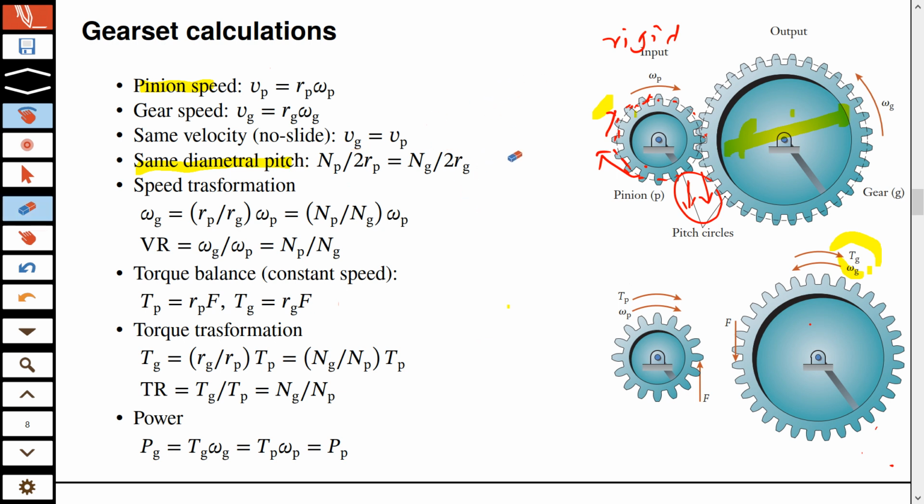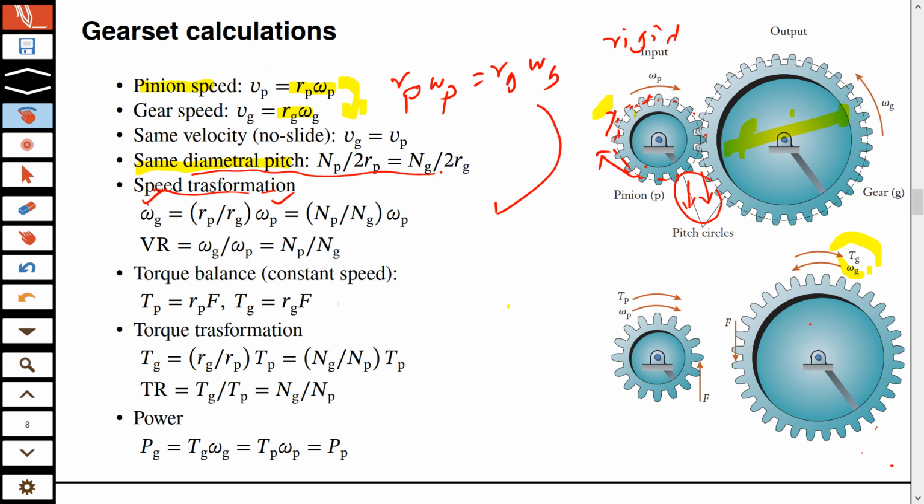Now, if I combine these different relationships, the fact that the two velocities must be the same, the two speeds, and the two pitches must be the same, you can now connect the angular velocity of the output to the angular velocity of the input. We just equate these two. For example, if I plug these expressions here, what do I get? I'll get rp times omega p, that should equal rg times omega g. I solve this and I'll get an expression for omega g in terms of omega p.